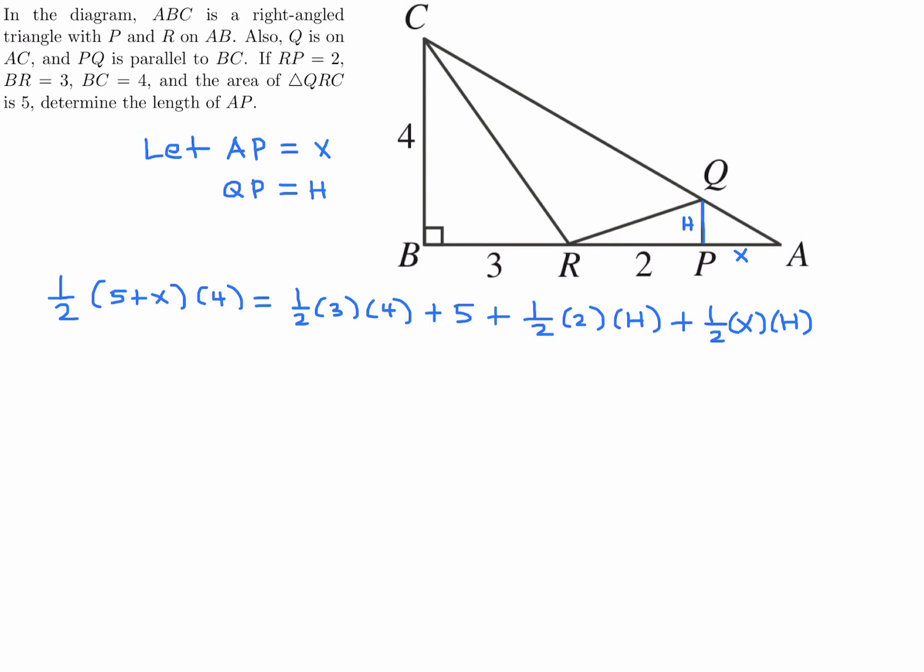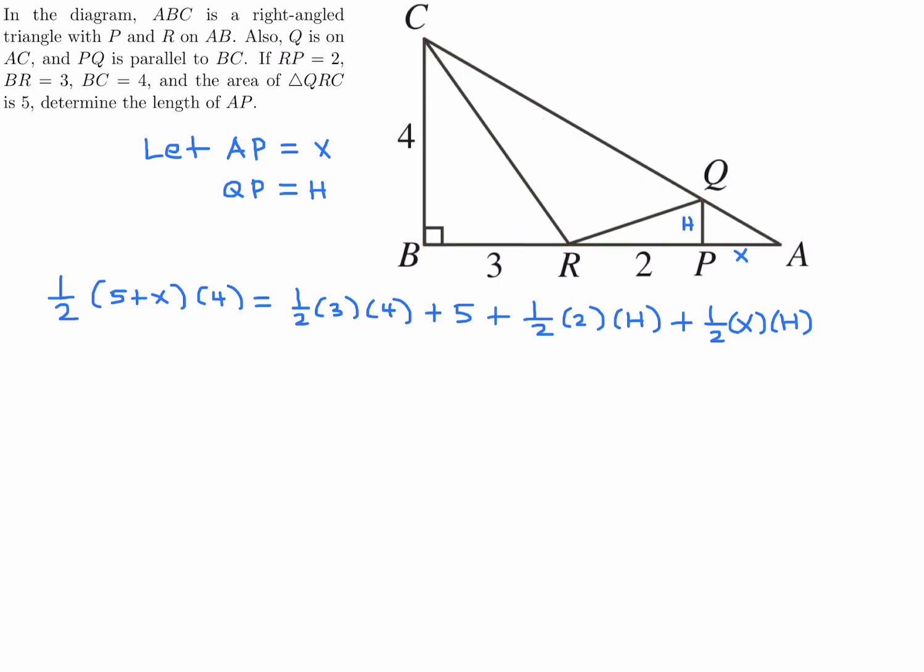Now, unfortunately, we have 2 variables. If we only had one, then we'd be done, meaning we could solve it. But we have 2 variables. We have h and we have x. If we can get h in terms of x, then we can substitute and solve. The good news is that can be easily done. How? Through similar triangles. There are two triangles that are similar, and those two are APQ and the full triangle, which is ABC.